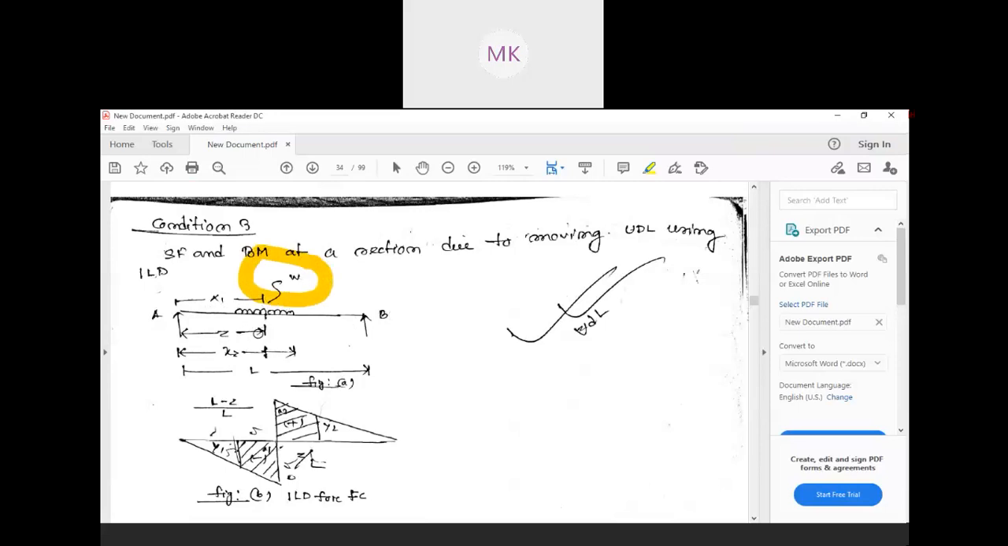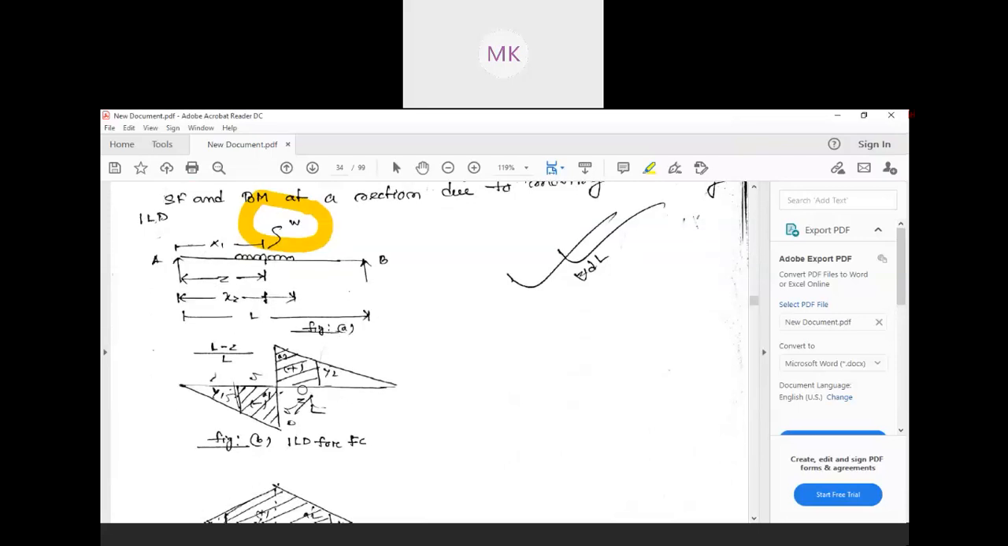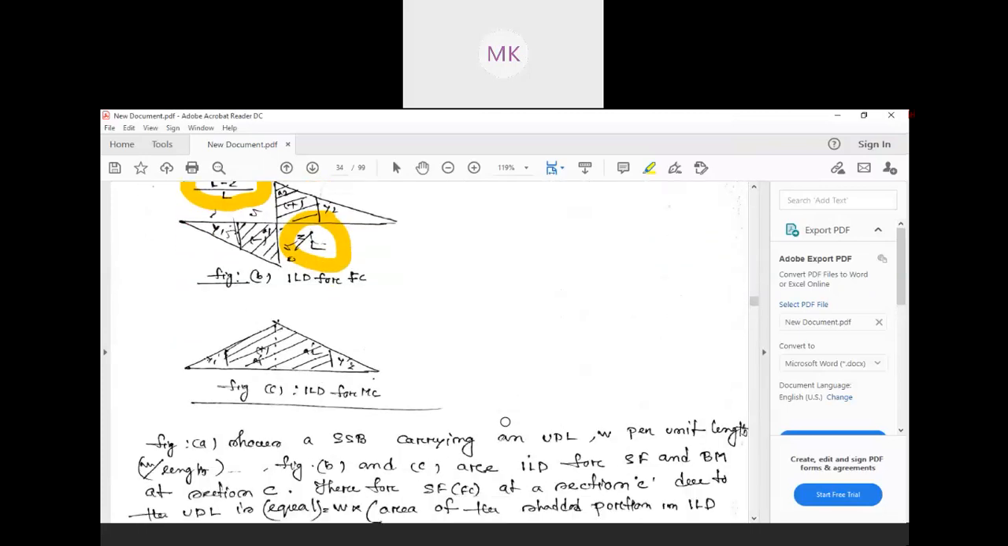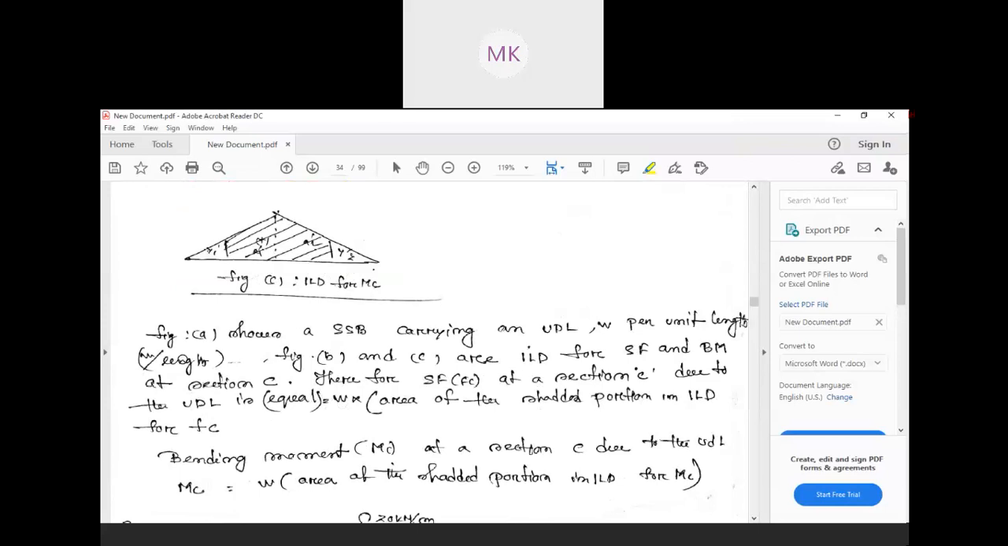Same way, we need to consider the distance and all these things. All the span is given. For this, when we consider UDL, these things will be the same. These two values will be the same. Just the differences here we need to show.